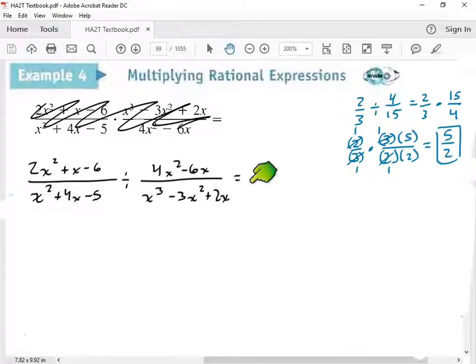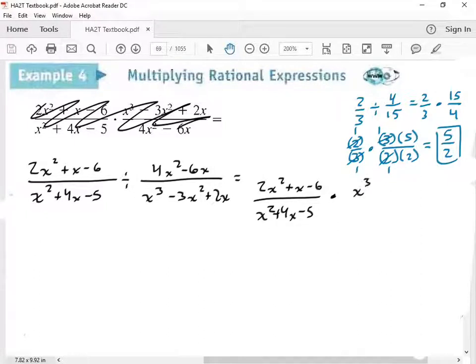Alright, so we have lots to factor here. That dude's ugly, that dude's not that bad, that dude's not that bad, and this dude's not that bad. So let's save the ugly guy for last, shall we? We shall. Alright, so first thing we're going to do is rewrite everything so that we are multiplying. So first I'm going to rewrite it. So I have 2x squared plus x minus 6 over x squared plus 4x minus 5. And I'm rewriting it because I'm trying to be explicit and make sure everybody can keep up with me.